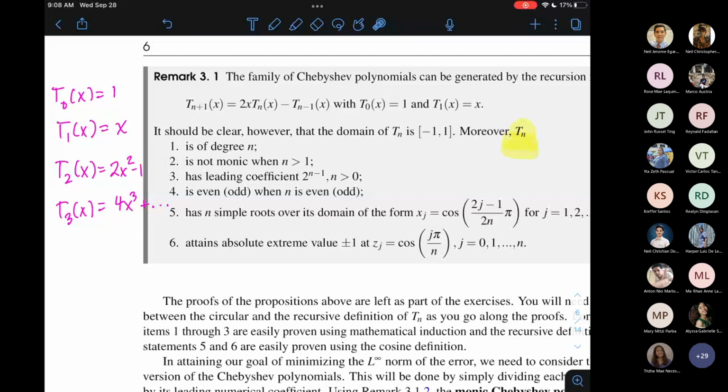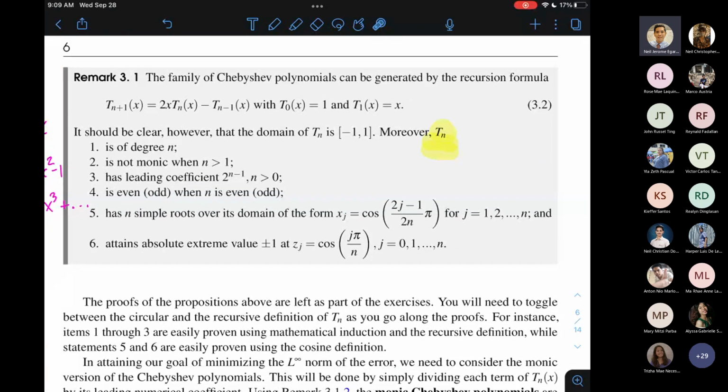Alright? Okay? And then some more properties. I think number 4 is easily seen when you look at the cosine definition. Our Chebyshev polynomial is even when its degree is even, and odd when its degree is odd. And then, it is easy to find the zeros of the Chebyshev polynomial. Because, aside from the recursion formula, its other definition is T_n(x) equals cosine of n arccosine of x.